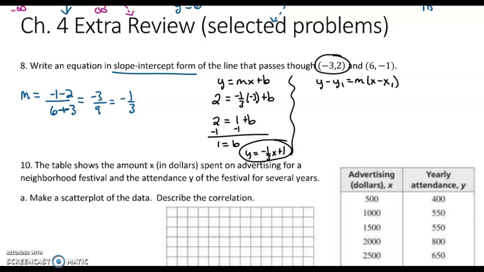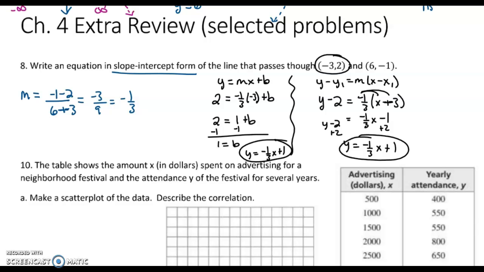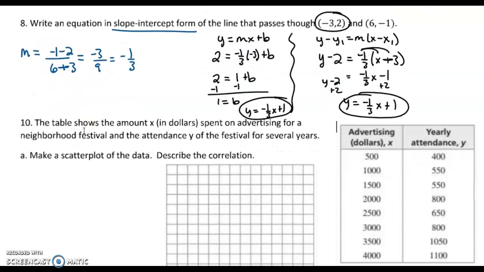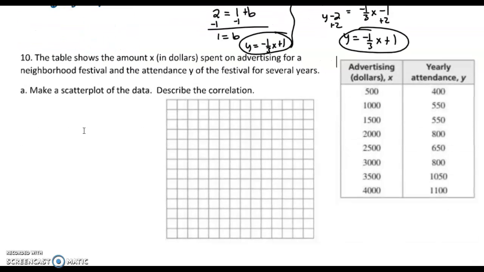We've done a lot of these this chapter. If you like point-slope form, then you have y minus 2 equals, your slope is negative 1/3, x minus negative 3 becomes plus 3. Now distribute your negative 1/3, so you have negative 1/3 x. Negative 1/3 times 3 is negative 1. And then add the 2 back over, so you get y equals negative 1/3 x plus 1. So same answer, it's just two different methods. You just have to do the method you chose. Remember, we learned them both, but you do the one that you chose.